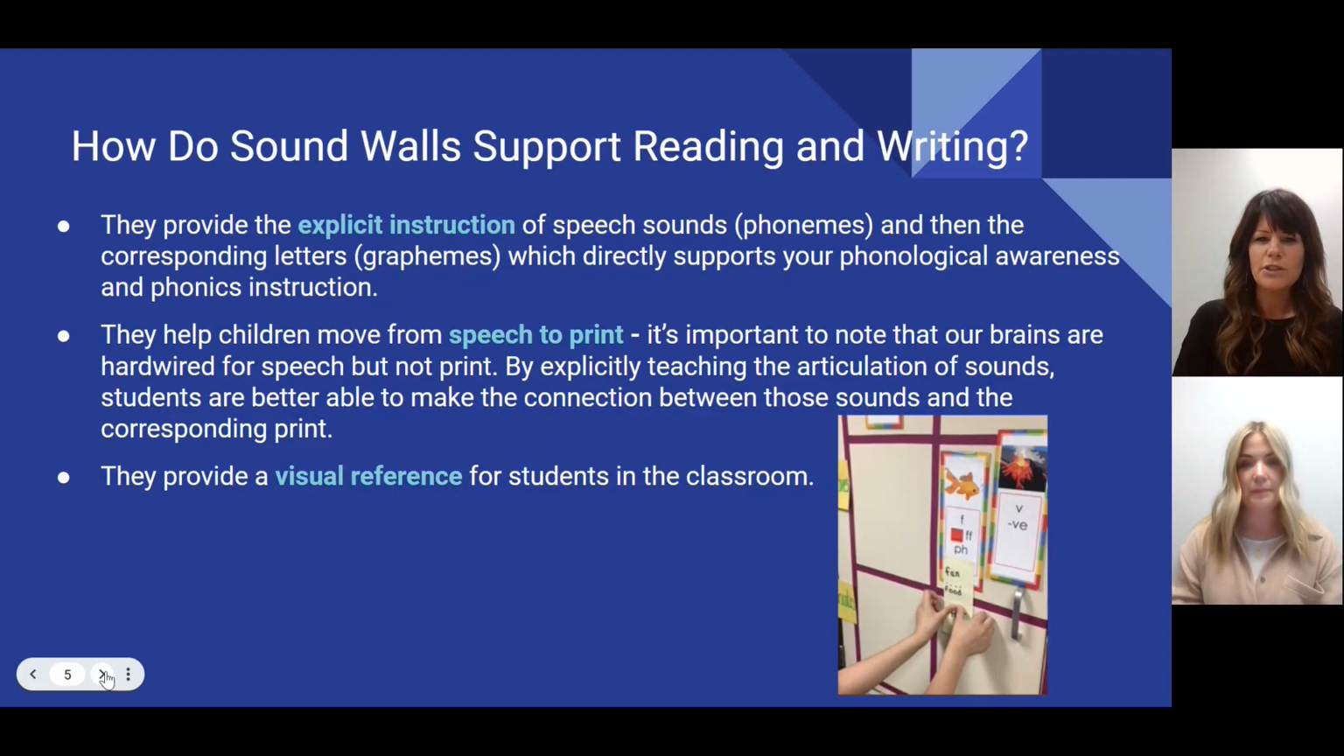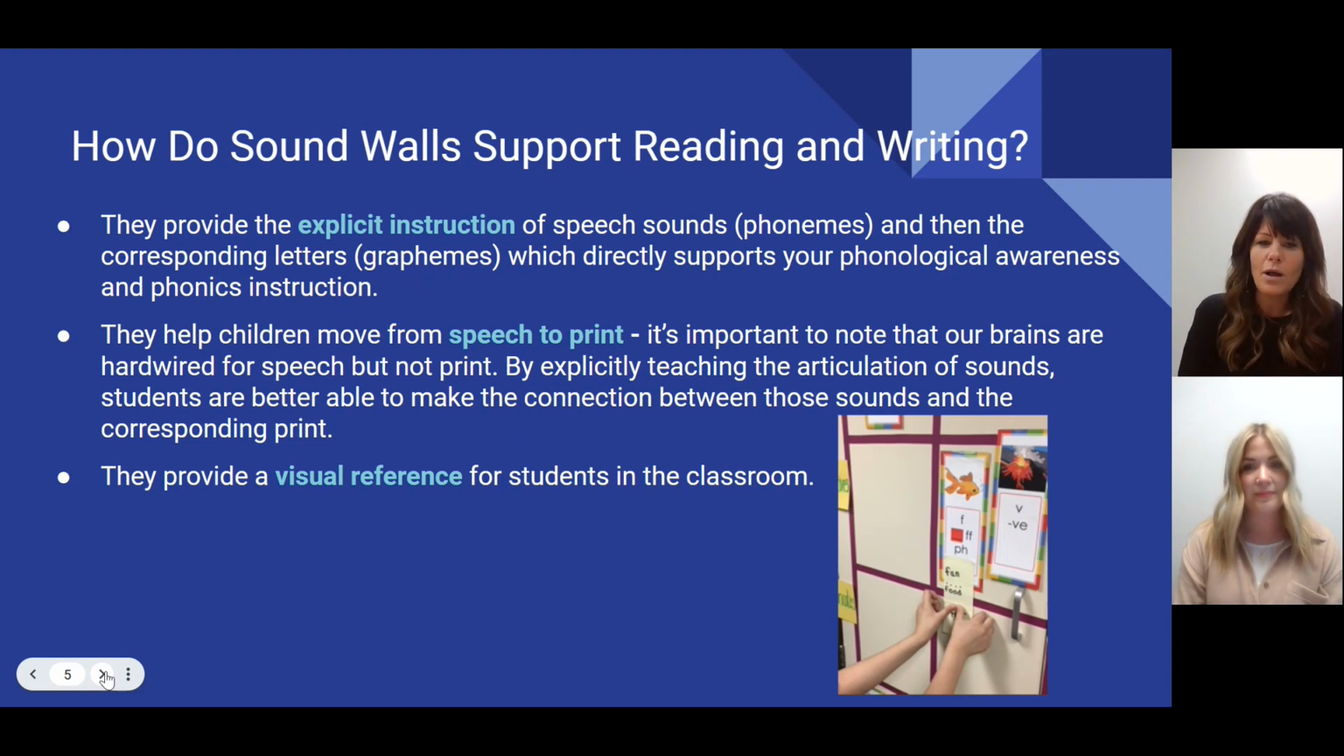So sound walls really do support reading and writing very effectively because they provide that explicit instruction of the speech sounds and the articulation of those speech sounds, and then the corresponding letters. That really directly supports your phonological awareness and phonics instruction. Children are hardwired, we are hardwired for speech, but not print. So when we really focus on that explicit instruction and the articulation of those sounds, it sort of primes our brain for print and to see those connections. Oh, those are the letters that represent those sounds. It makes clear those connections.